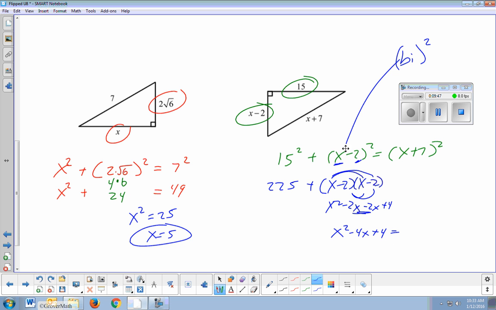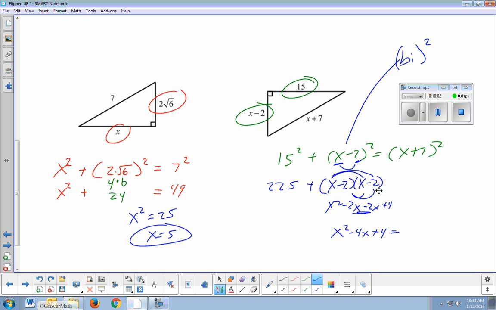And that comes from times each other doubled. So times each other is negative 2x. It doubles to negative 4x. The mistake students make is they think it's just x squared plus 4, or x squared minus 4. It's not. It's always a trinomial.